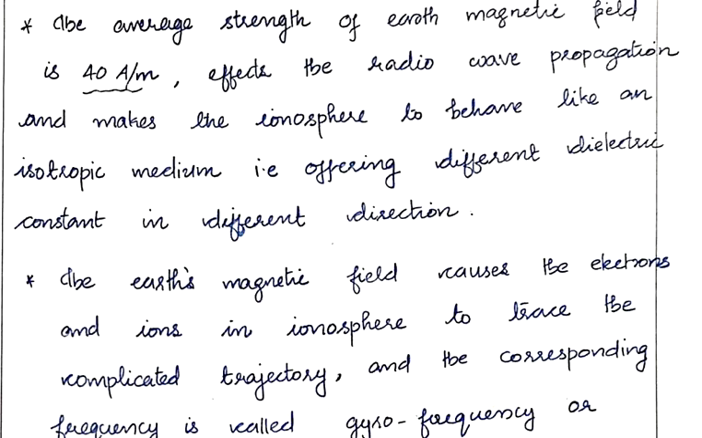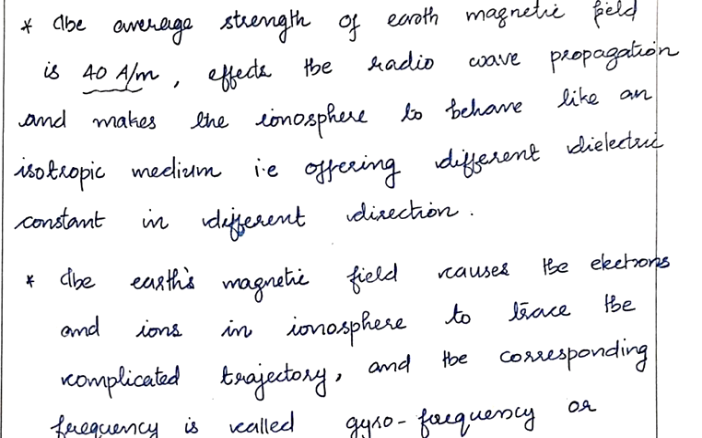And the third point is that the average strength of the Earth's magnetic field is about 40 ampere per meter, and that affects the radio wave propagation and makes the ionosphere behave like an anisotropic medium, that is, offering different dielectric constants in different directions. So the ionosphere behaves like an anisotropic medium. This is the third point.